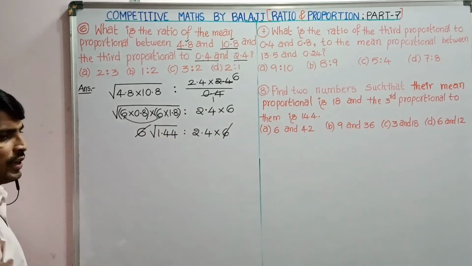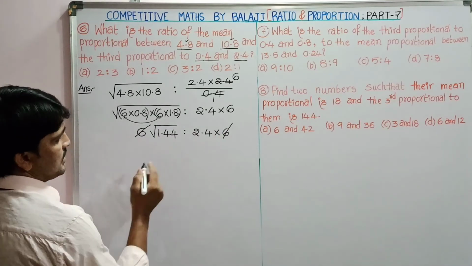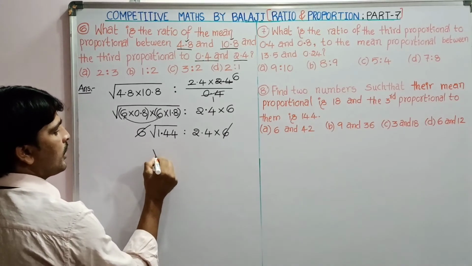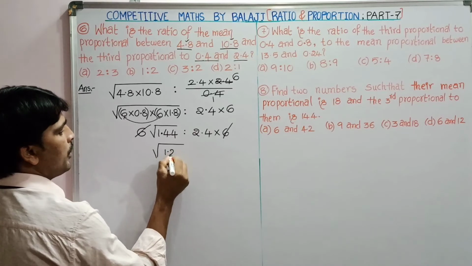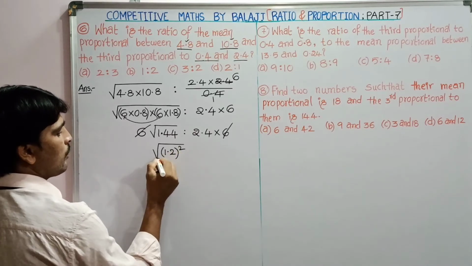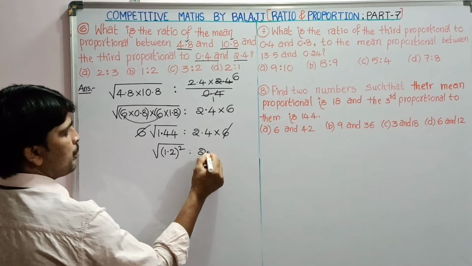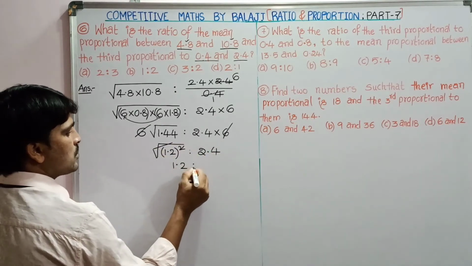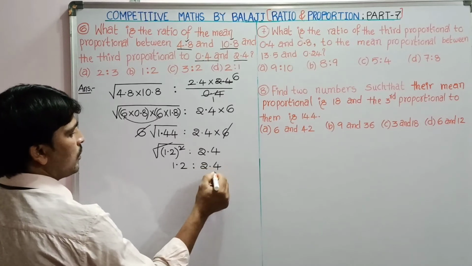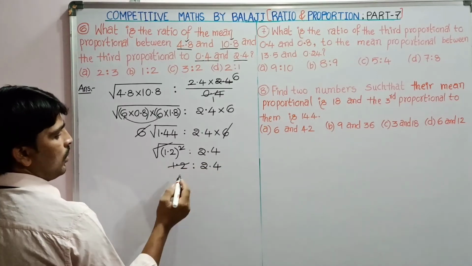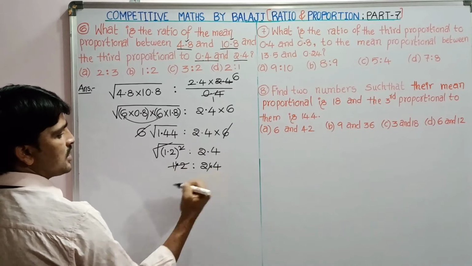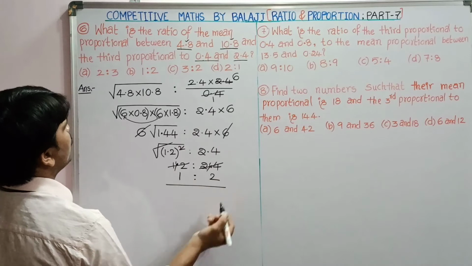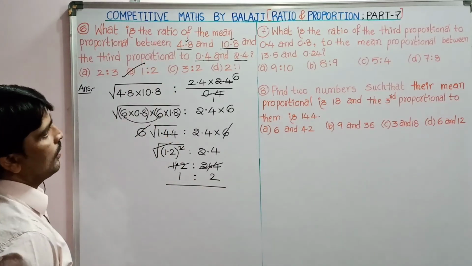6 is an equal term in both the ratios, so both the terms get cancelled. So it is 1.44. 1.44 can be written as under root of 1.2 whole square is to 2.4. Square root gets cancelled. 1.2 is to 2.4. The point gets cancelled. 12 ones are 12, 12 twos are 24. So the answer is 1:2.